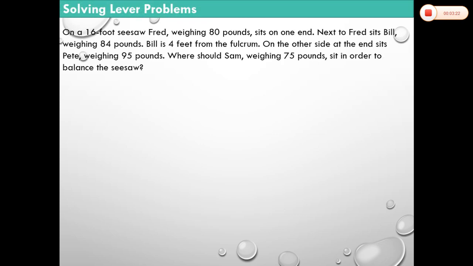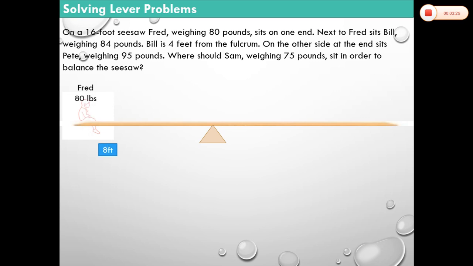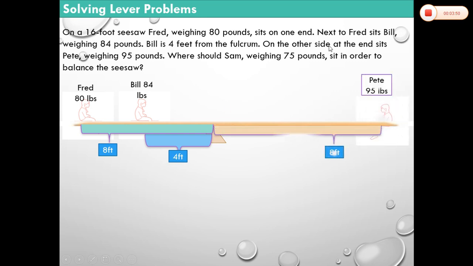The third example involves two persons on one end and two persons on the other end. On a 16-foot seesaw, Fred, weighing 80 pounds, sits on one end. Next to Fred sits Bill, weighing 84 pounds. Bill is 4 feet from the fulcrum. On the other side, at the end, sits Pete, weighing 95 pounds. Where should Sam, weighing 75 pounds, sit in order to balance the seesaw?